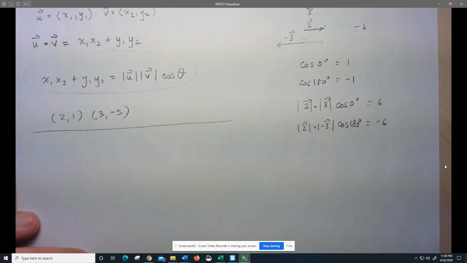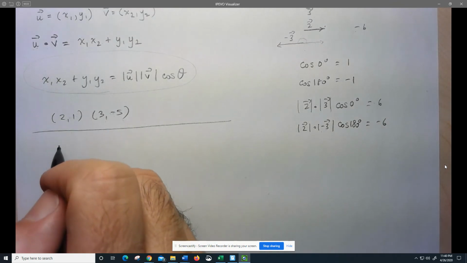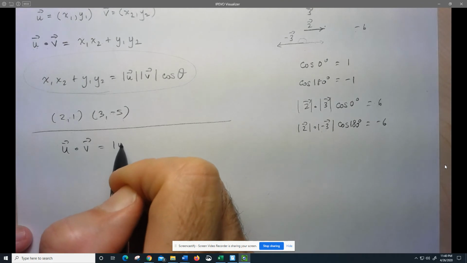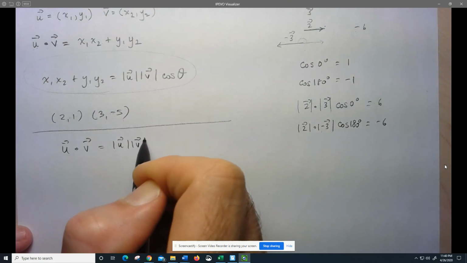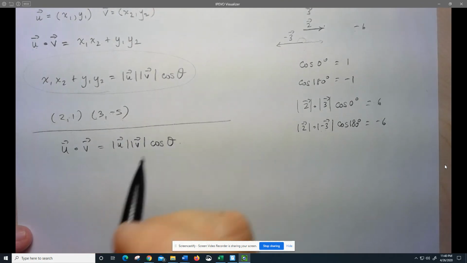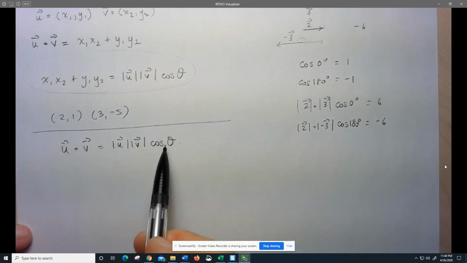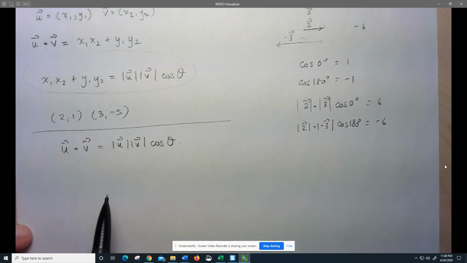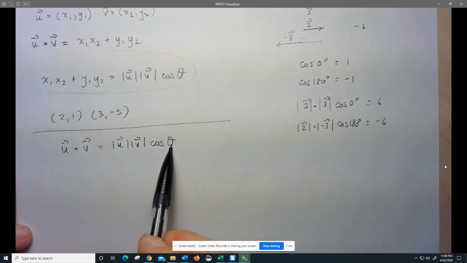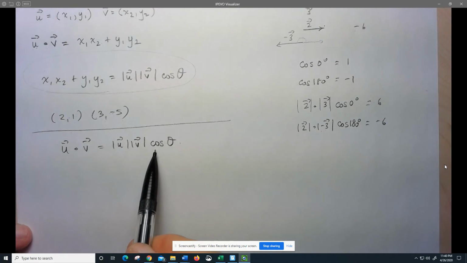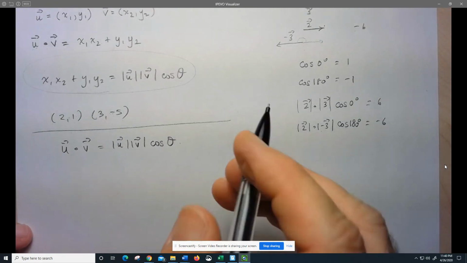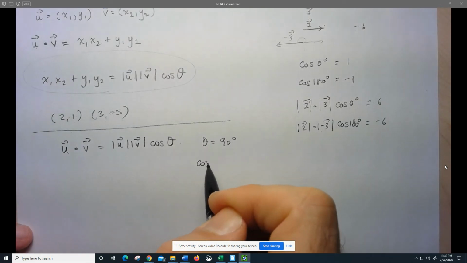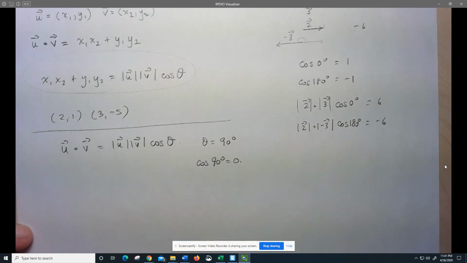But there's one characteristic that I want to look at, is that if I have u dot v being equal to the magnitude of u times the magnitude of v times cosine of theta, well, we know that cosine of 0 is a nice number. It gives you 1, and cosine of 180 gives you -1. Okay, but there's another nice angle. What happens when the angle is equal to 90 degrees? Well, cos of 90 is equal to 0.